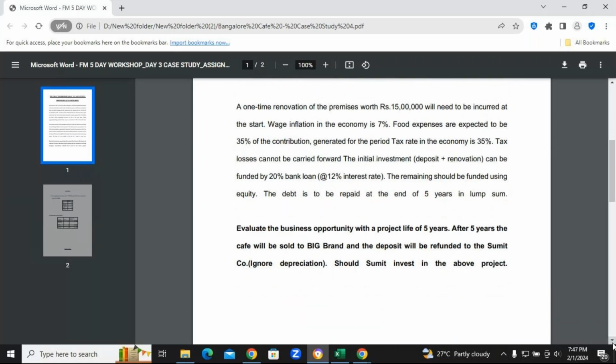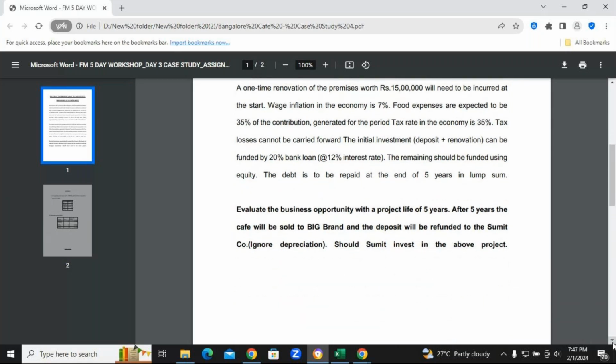Evaluate the business opportunity with a project life of 5 years. So based on all this information, I need to create the financial modeling for 5 years. After 5 years, the cafe will be sold to some big brand. So after 5 years, he's planning to sell it to some other brand, and the deposit will be refunded to Sumit and company.